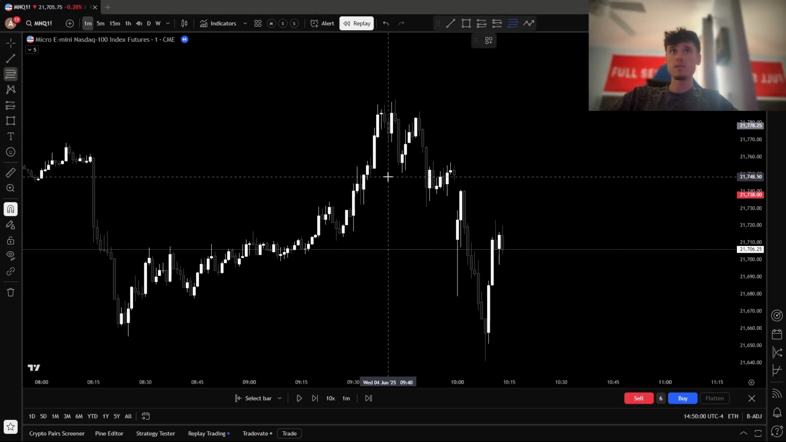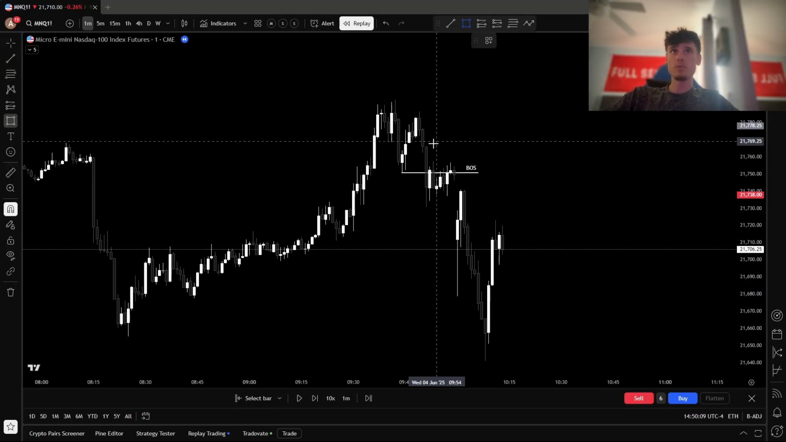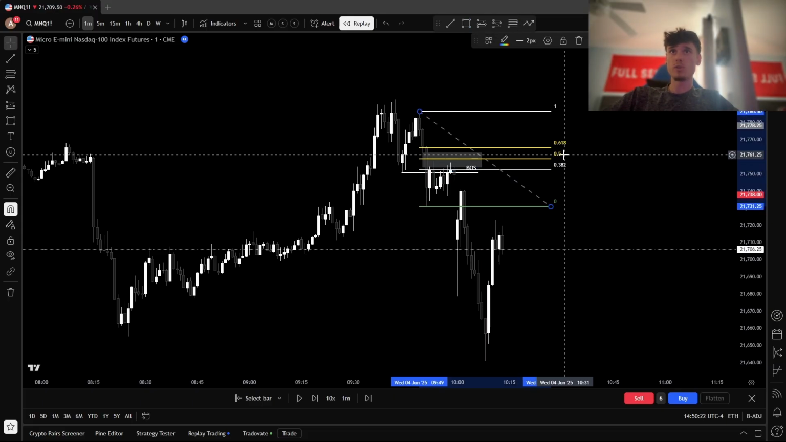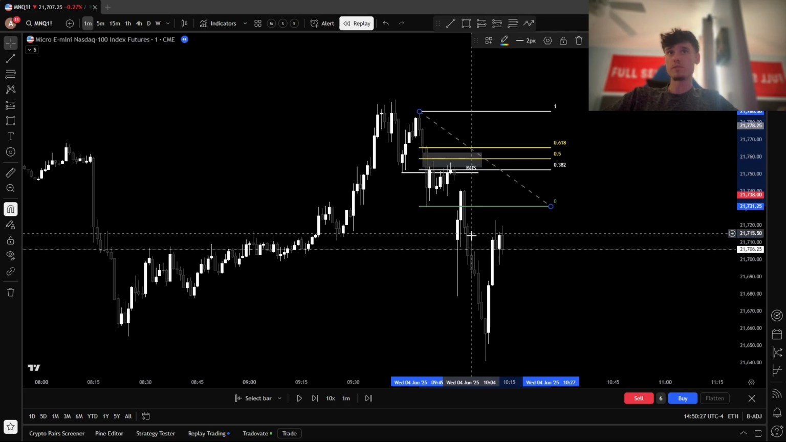Say this is what we're looking at. We have the break of structure right here, and then we have the fair value gap right here. Now let's add the extra confluence from the high to the low right at the 0.5. And right here, we take our short position for the low.